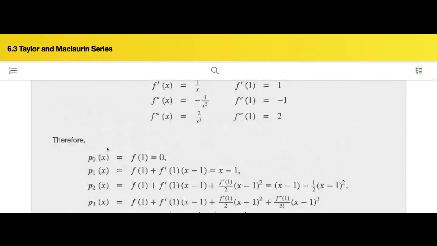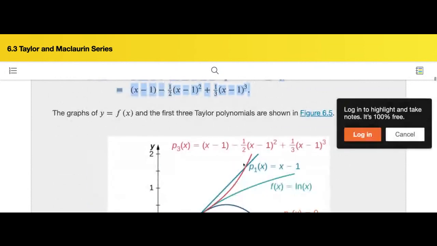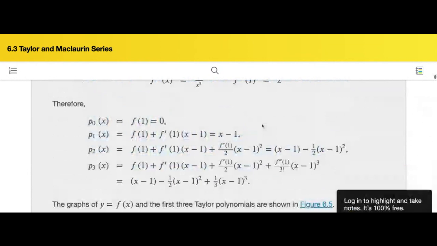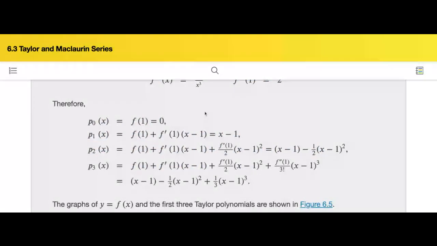P0 of x means just a constant term, f of 1, which in this case is just 0. P1 of x is the constant term plus the linear one. So f prime of 1, and x minus 1, which will simplify, we get x minus 1. We see a linear function, right? So first order is a linear function. Zero order is a constant. So this is consistent with polynomial.